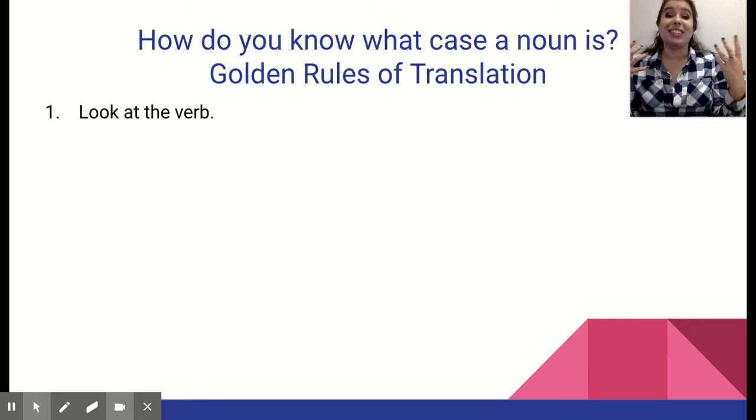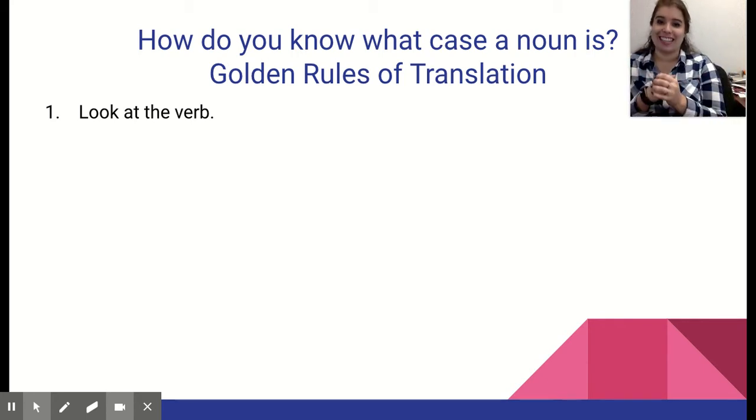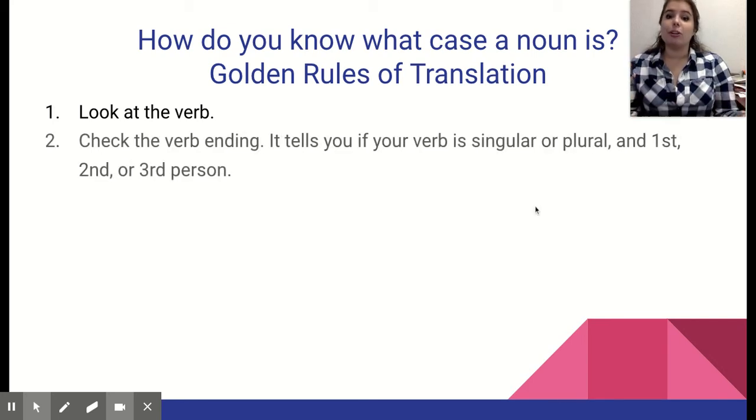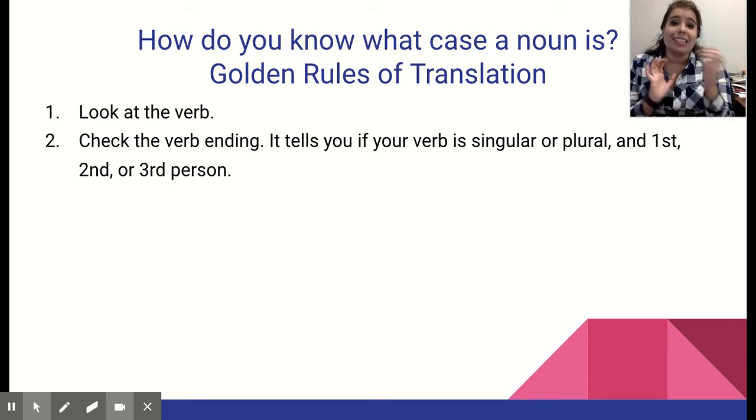Your verb is going to give you a lot of very crucial information for the sentence. So the first thing you should always look for is your verb. So find your verb, because your verb is going to tell you not only what tense the verb is, but the ending of your verb also tells you if it's singular or plural and whether it's a first, second, or third person. So the verb gives you an idea of who your subject is.